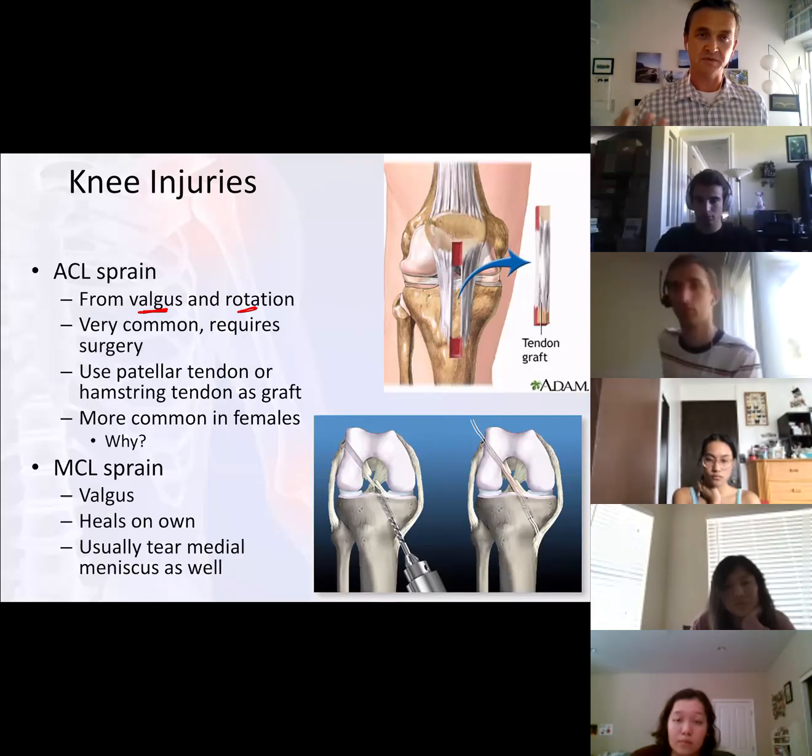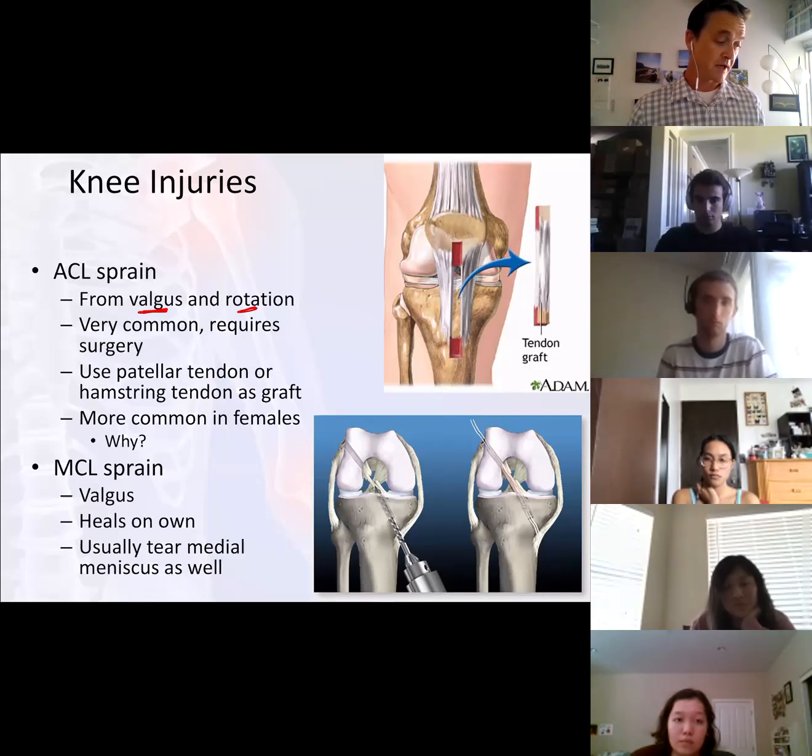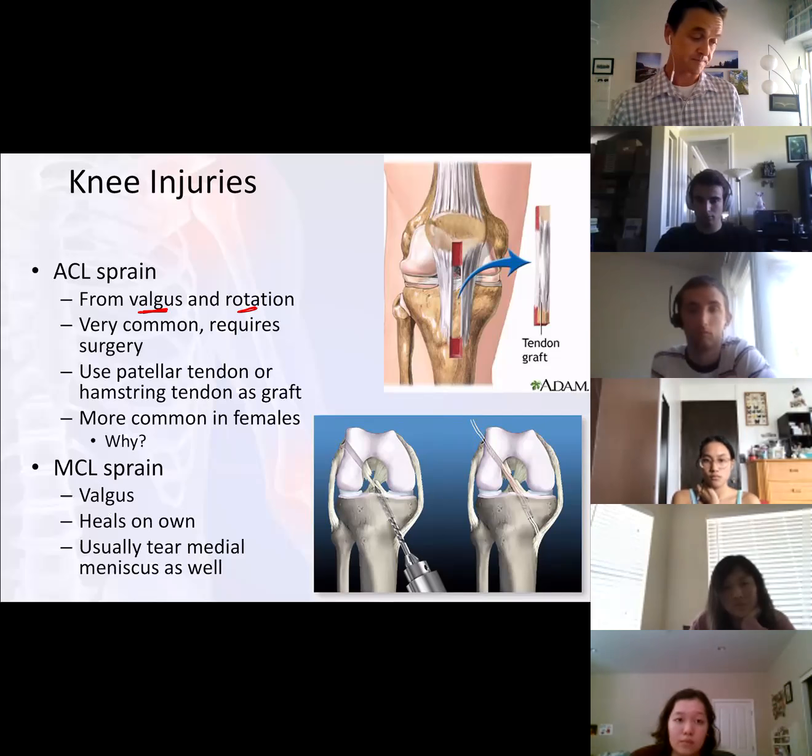So if you tear this ACL, there's some conflict on this, but for the most part, people think that there's really no such thing as a minor ACL sprain. For the most part, you either tear it all the way or nothing. And so when you do sprain it, it's most of the time completely torn, and it requires surgery for the most part.